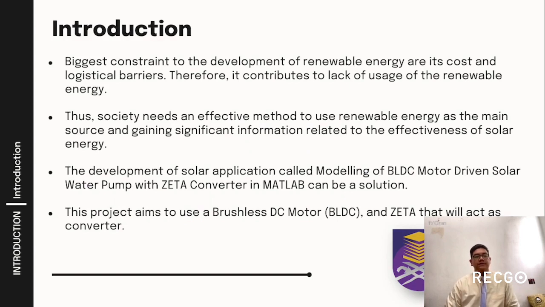Firstly, introduction. The biggest limitation of the development of renewable energy are cost and infrastructure. Thus, society needs an effective method to use renewable energy as a primary source and gain important information about renewable energy. In order to give a better understanding about the effectiveness of renewable energy, I developed a solar application called modeling of BLDC motor-driven solar water pump with Zeta converter in MATLAB. This project aims to use a BLDC motor, and Zeta will act as a converter.